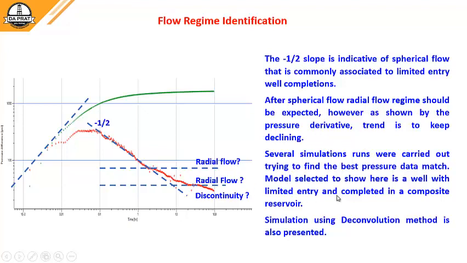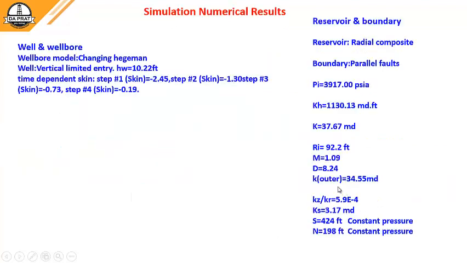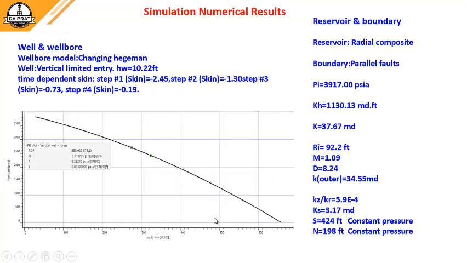So several simulations were carried out trying to find the best pressure data match. The model selected to show here is a well with limited entry completed in a composite reservoir. In addition, we use the deconvolution method. What we see here is the IPR, actually, for this well. And regarding the reservoir boundary, we use a radial composite reservoir with two parallel faults.